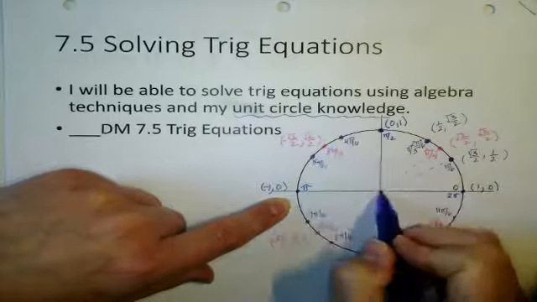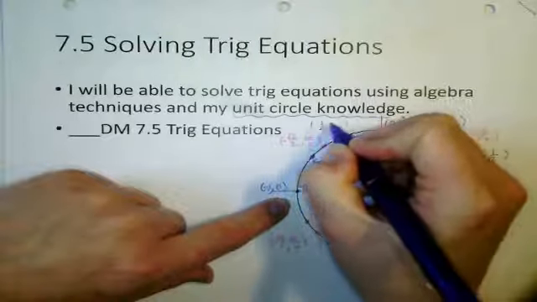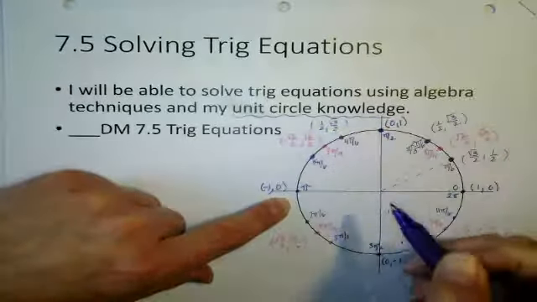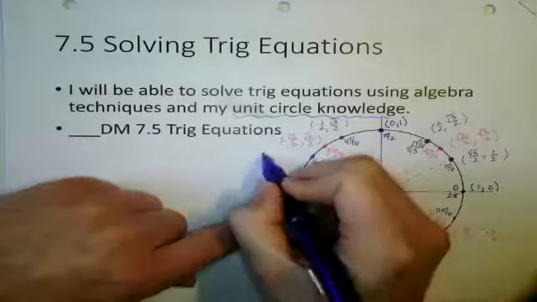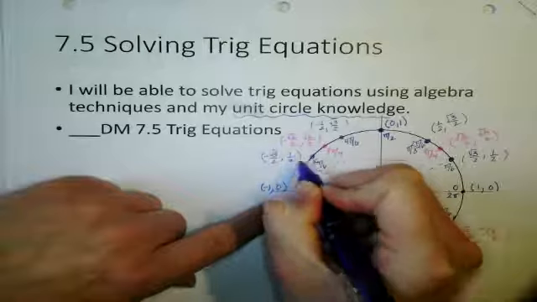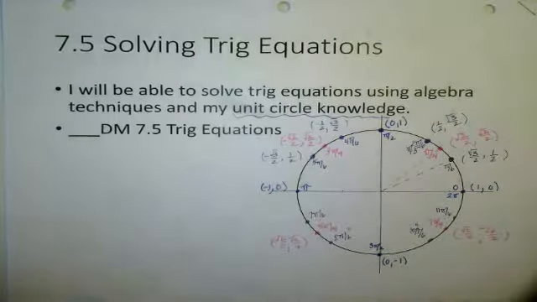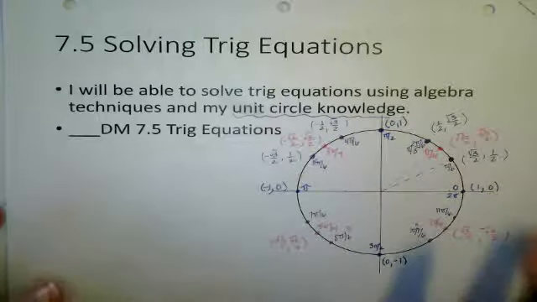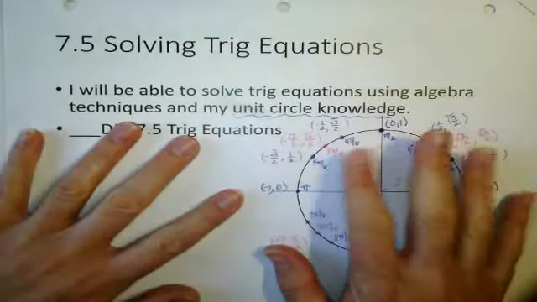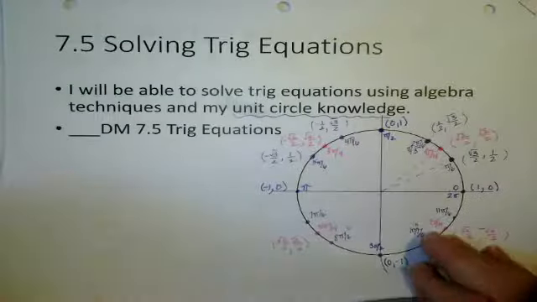4 pi over 6, short leg, long leg, but in the negative direction. So negative 1/2, up radical 3 over 2. 5 pi over 6 is a negative long leg and up a short leg. And so if you can remember those things, then you can complete your unit circle, and this is exactly what we need to know to solve trig equations. So finish that up.